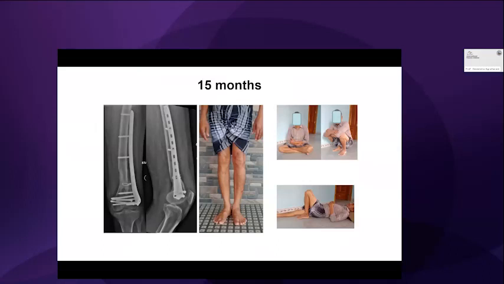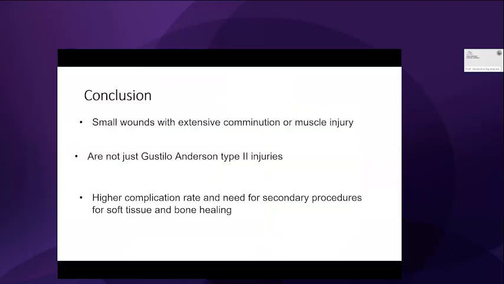Even though it was a small wound with extensive soft tissue stripping and crushing, we can see that the patient is able to achieve a good range of movements, and he is able to do all his activities. So to conclude, small wounds should not be neglected. Small wounds with extensive comminution and muscle injury have to be taken care of adequately, as we give attention to the larger wounds. They are not just Gustilo-Anderson type 2 injuries. It is more than that. So we need to give equally good attention to the smaller wounds since a higher complication rate is possible, and we may need to do multiple secondary procedures if we neglect these small open wounds.